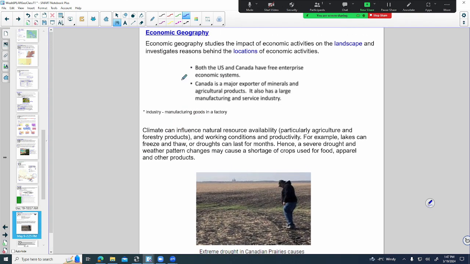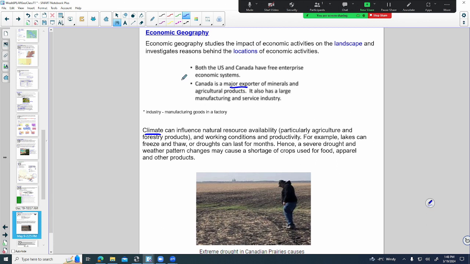Okay, economic geography. This studies the impact of economic activities on the landscape and then investigates reasons behind the locations of economic activities. Looking at both the US and Canada, we have free enterprise economic systems. Canada is a major exporter of minerals and agricultural products, and it also has a large manufacturing and service industry. Now, industry just means where you manufacture goods in a factory.